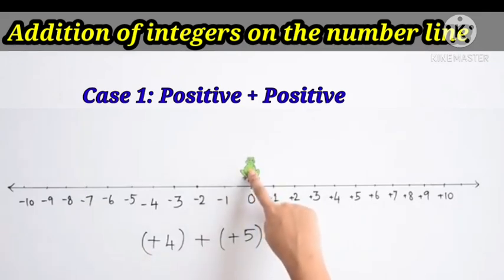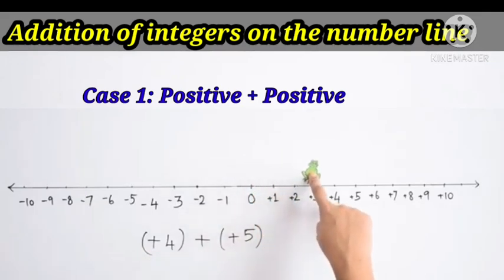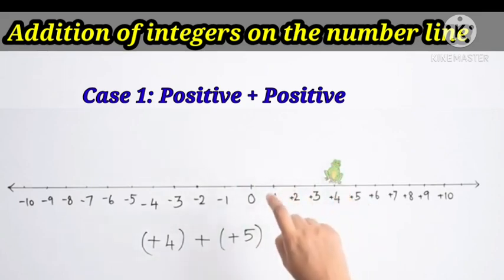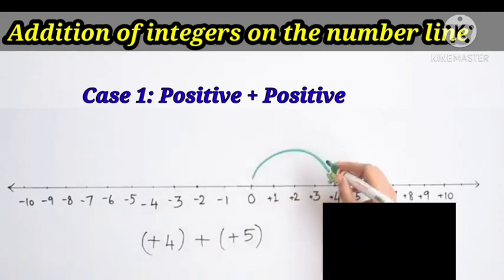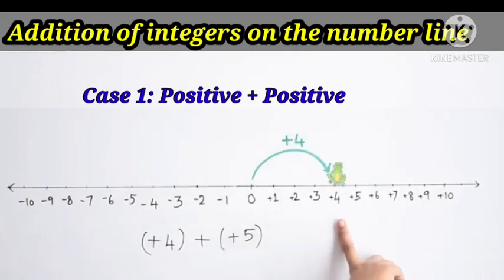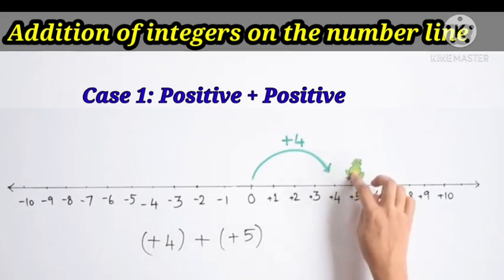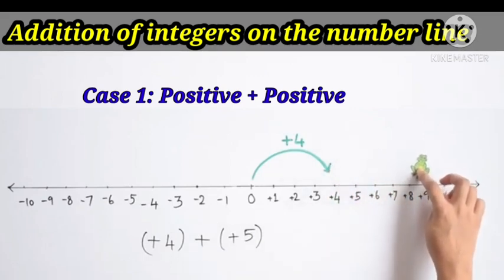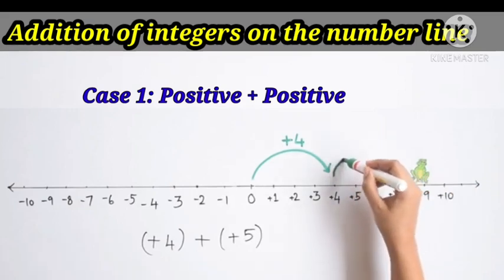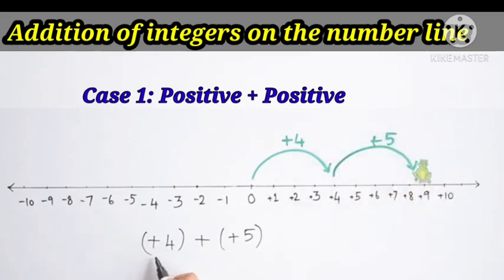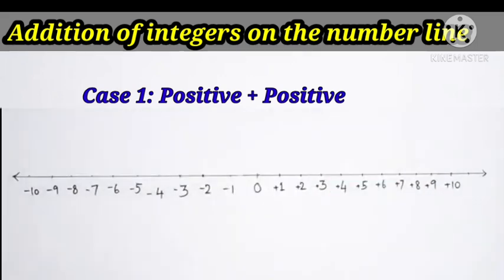From 0, the frog has to move 4 steps to the right. Now the frog lands at plus 4. Plus 5 means again the frog has to move 5 steps to the right. From 4, the frog has to move 5 steps to the right. Now the frog lands at plus 9. So children, positive 4 plus positive 5 is equal to positive 9.